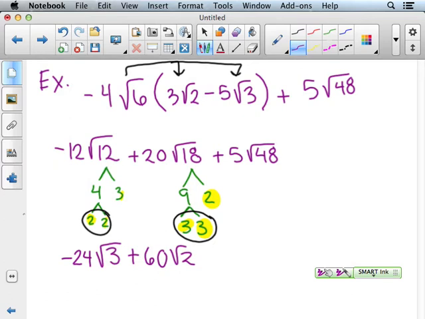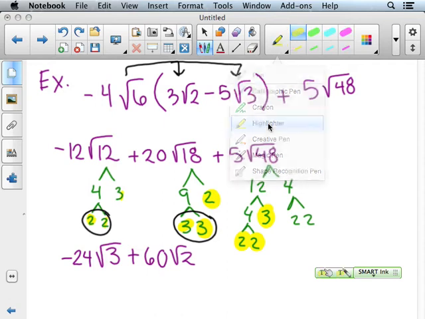And our last one, square root 48. 12 times 4. 4 times 3. 2 times 2. Oh wait, I forgot 2 times 2. There we go. Alright, so this was 2 times 2. And so these are my primes here.